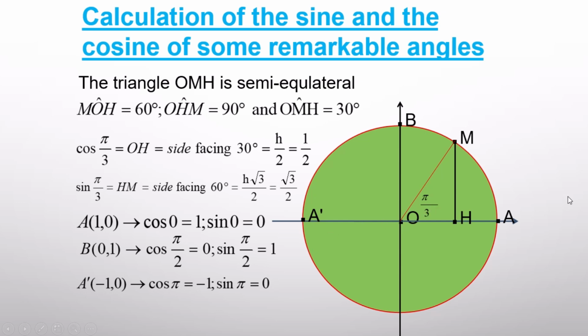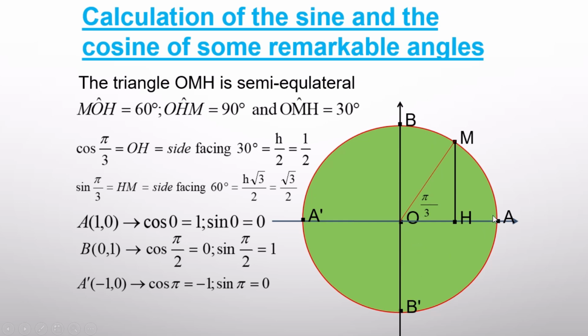Cosine pi: the angle from A to A prime is pi. Then M will be where? It will be at A prime. Cosine of angle pi equals the abscissa of A prime, which equals minus 1, and sine of angle pi is the ordinate of A prime, which is 0.